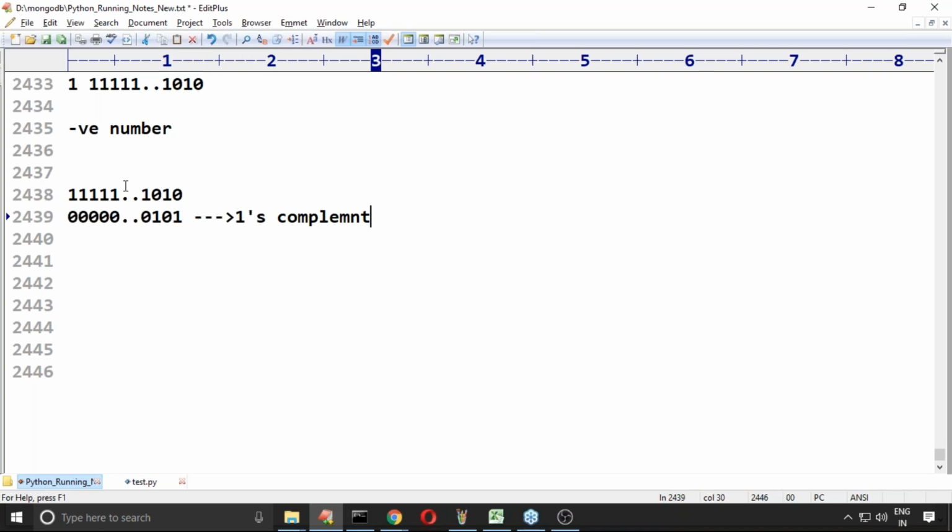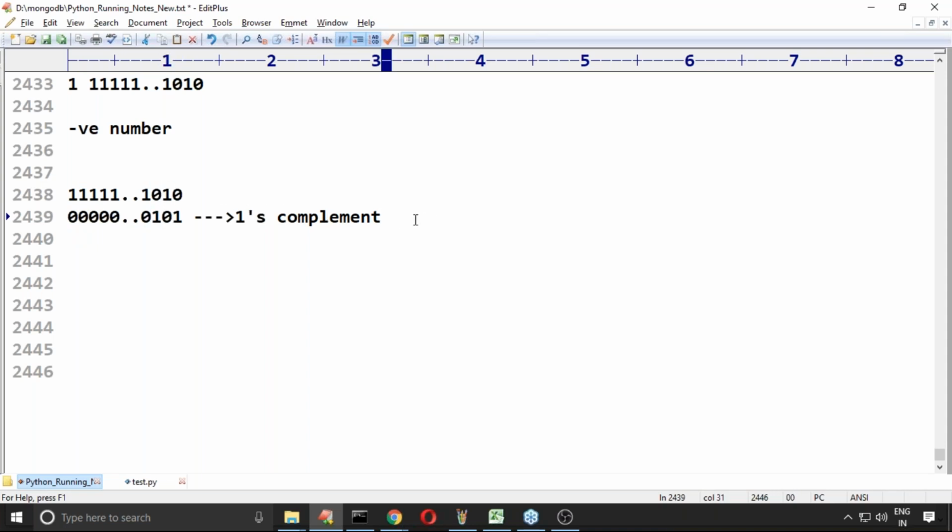This is one's complement. How to get one's complement? Sir, interchange zeros and ones. If it is a 1, please consider it as a 0. If it is a 0, consider it as a 1.